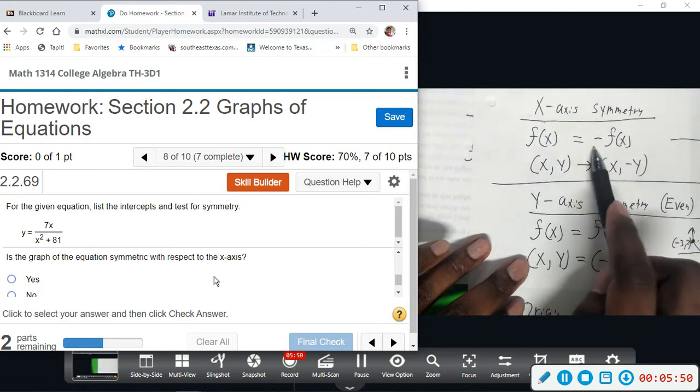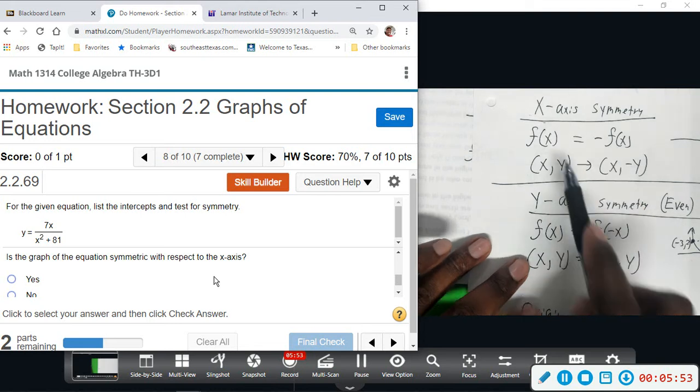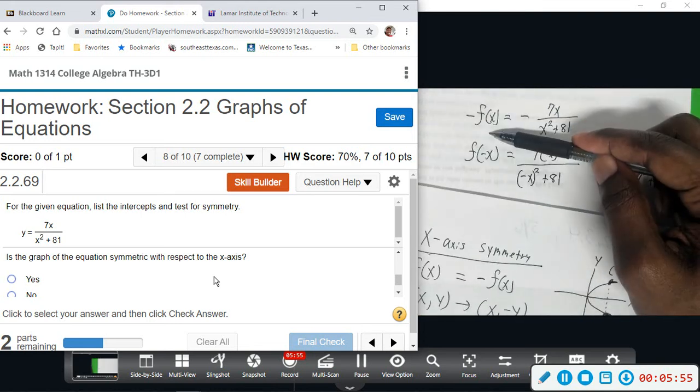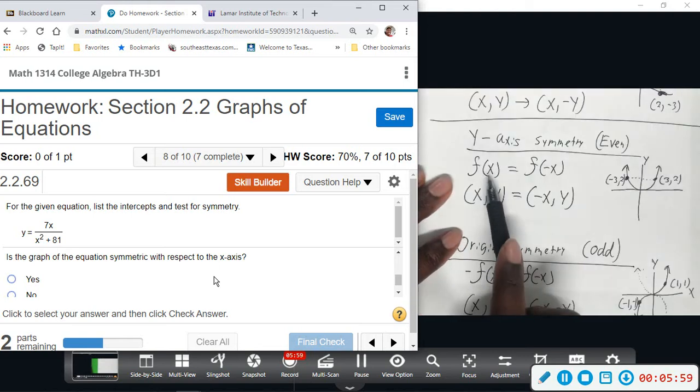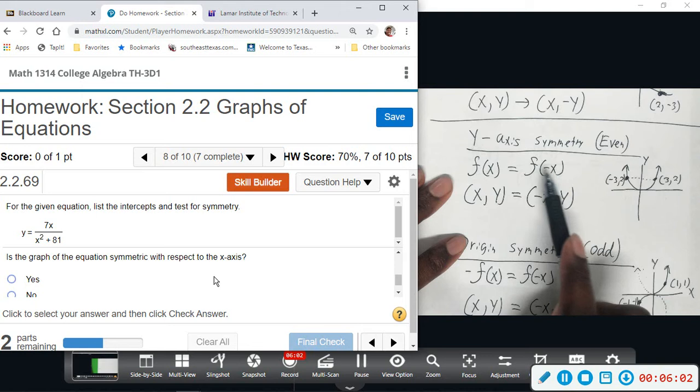Compare f of x to the negative f of x. That's x-axis. So these don't match, so no x-axis. The next case was compare the original to the f of negative x. See if these two are the same.